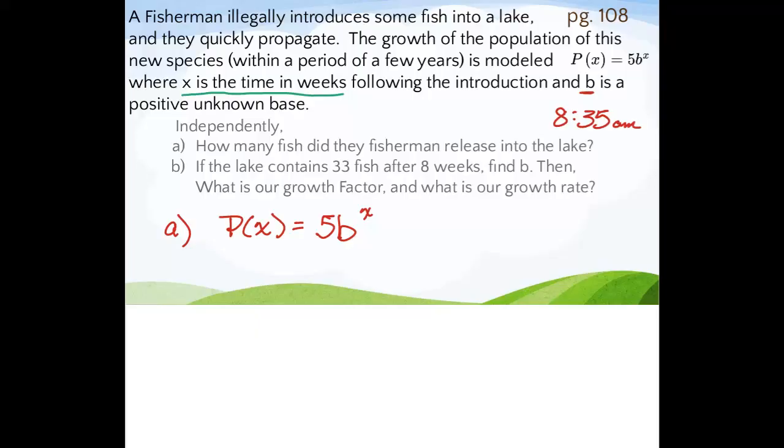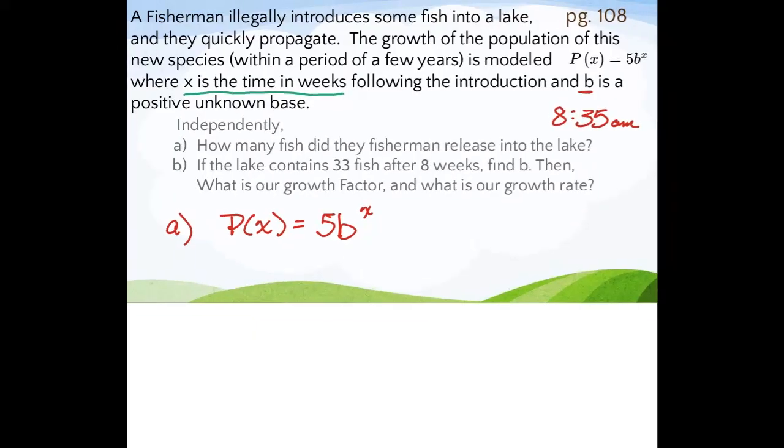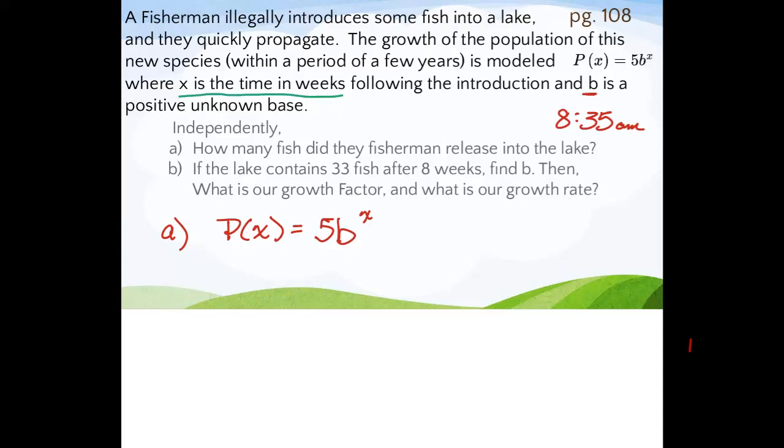Okay. What did you get? And you said, why is it 5? Isn't that the initial amount? Yeah. So he released 5. That is your initial amount, and so that is what we started with. There weren't that kind of fish in the lake before he put them in. So 5 fish were released into the lake. Any question about that?